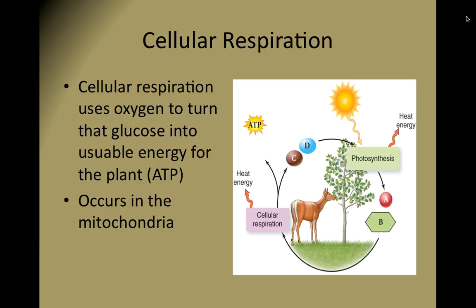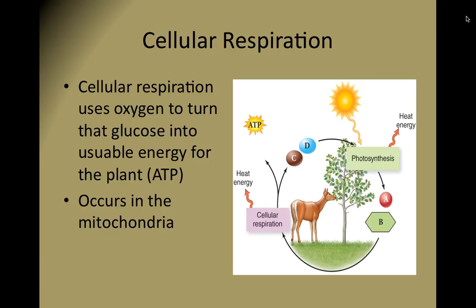Now, the way in which that glucose is converted to energy, as we discussed yesterday, is through a process called cellular respiration. Cellular respiration uses oxygen, hence the term respiration, to respire, oxygen. Respiration equals breathing. Breathe oxygen. Get it? Cellular respiration, like I said, uses oxygen to convert that glucose into that ATP thing we were talking about that is usable energy for plants.